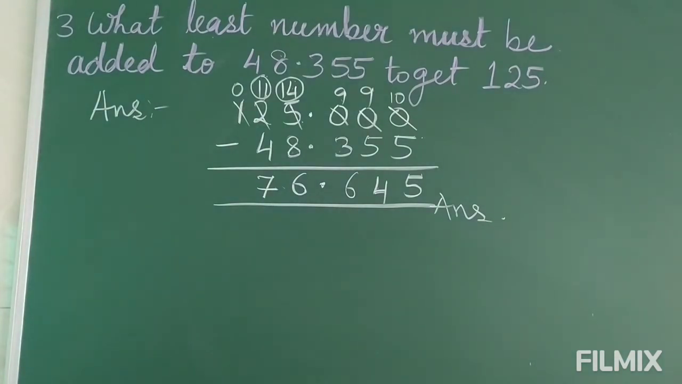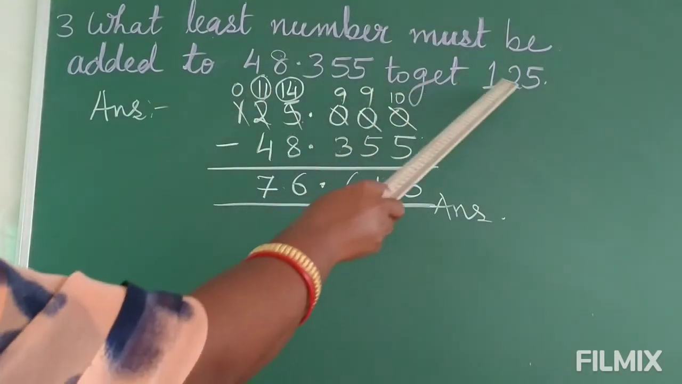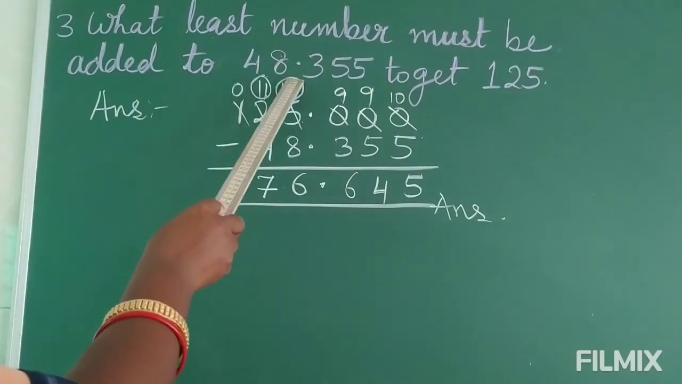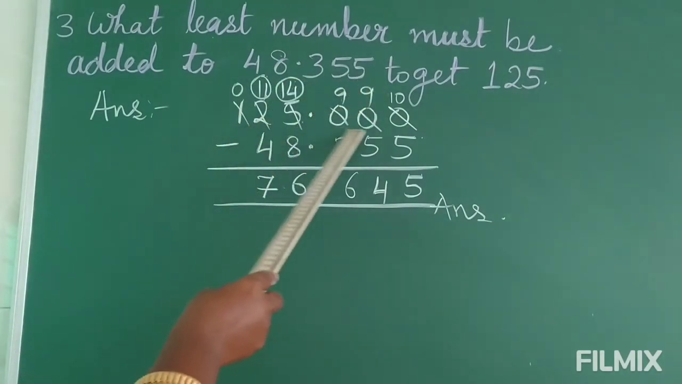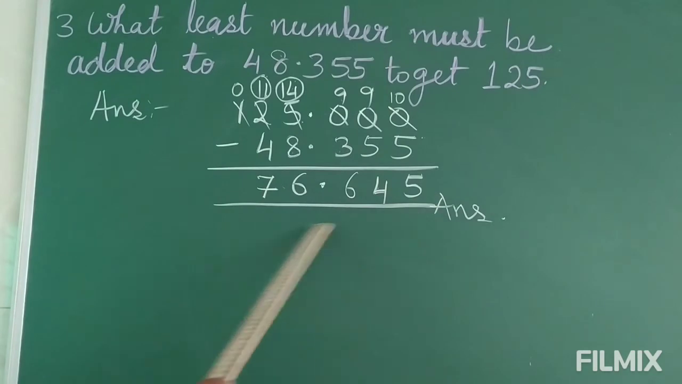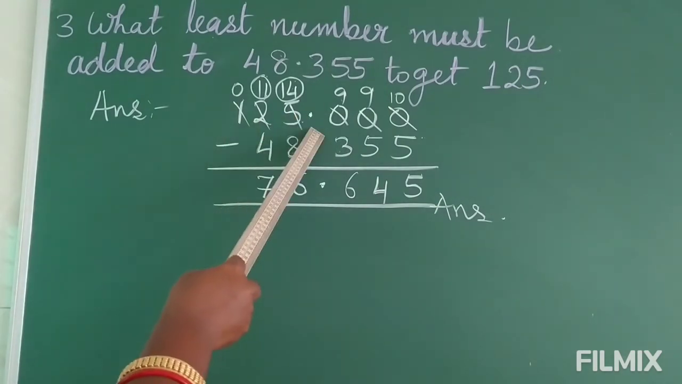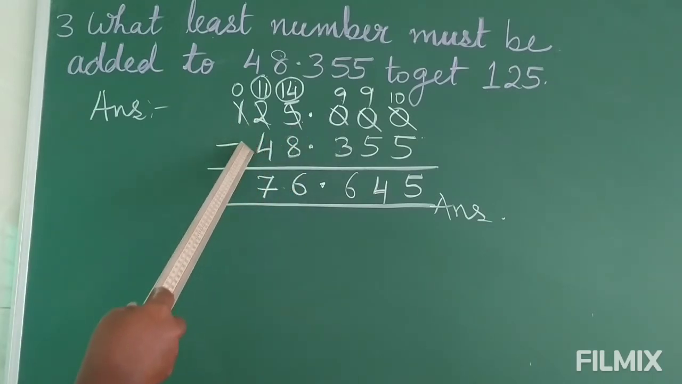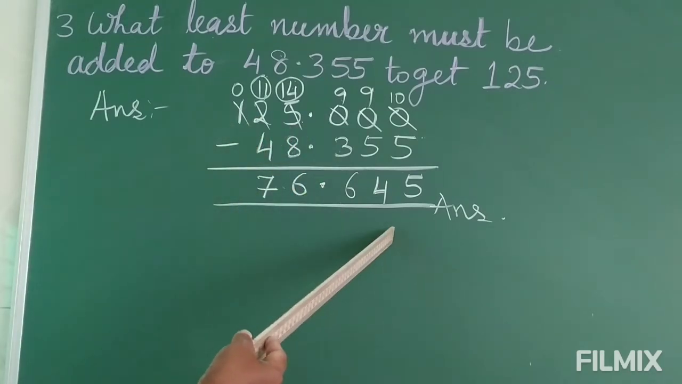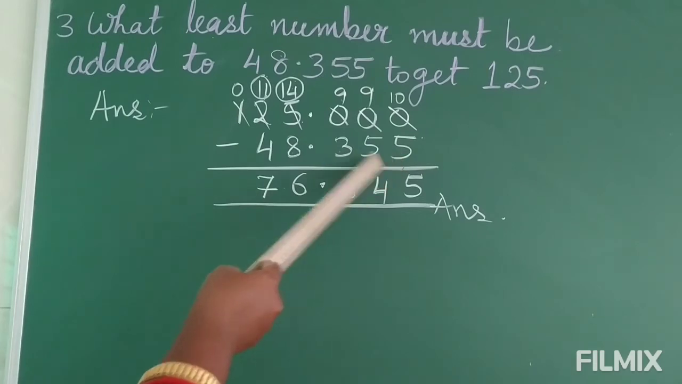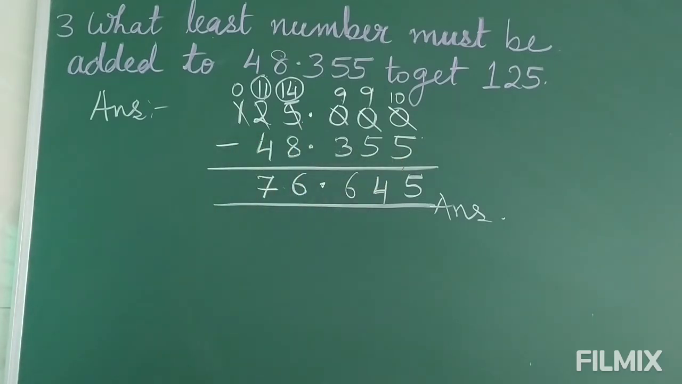So for what least number, what we actually are doing is subtracting 48.355 from 125, and whatever answer you get, you can check by adding the two, you will get this answer. So that shows that by adding 76.645 to 48.355, you get 125.